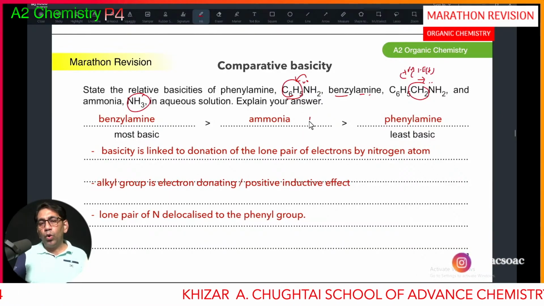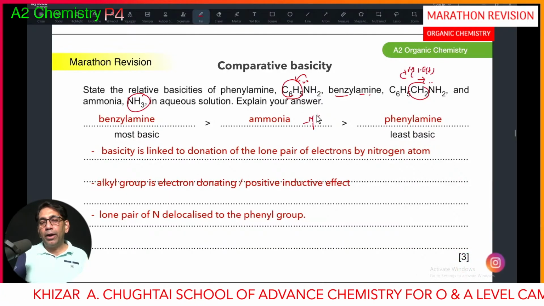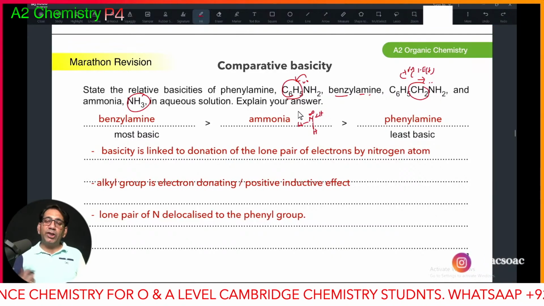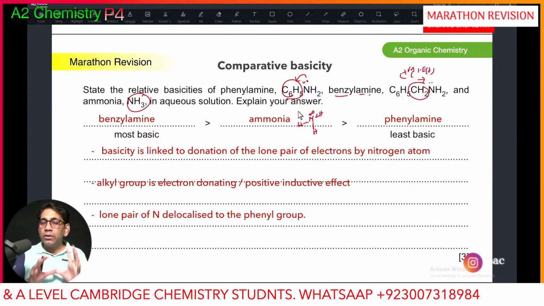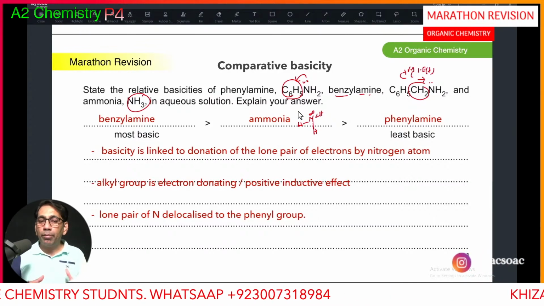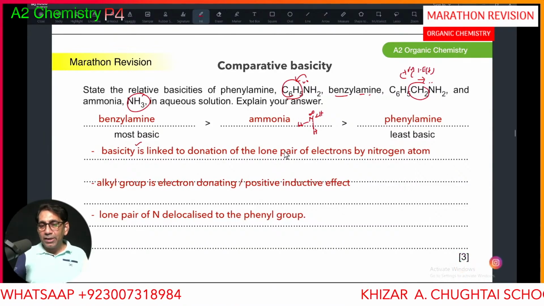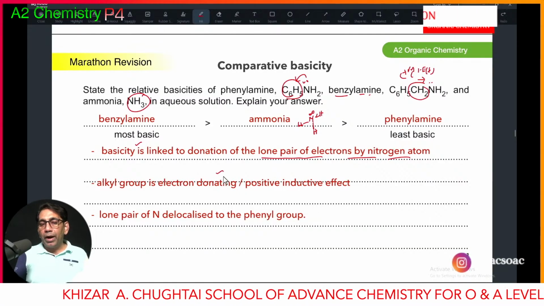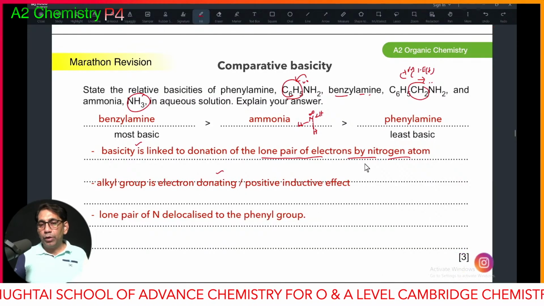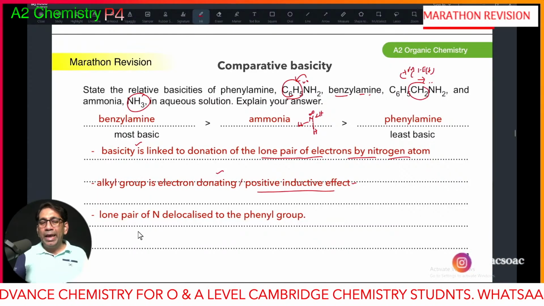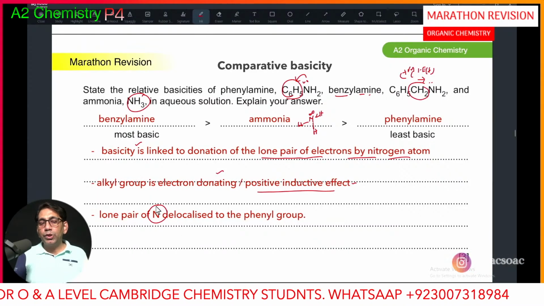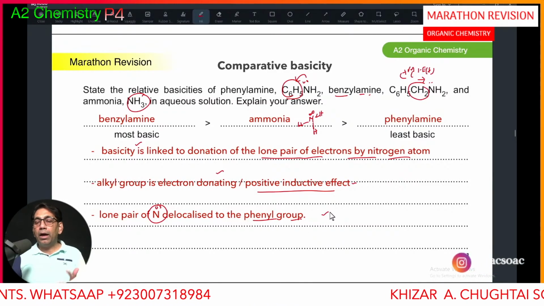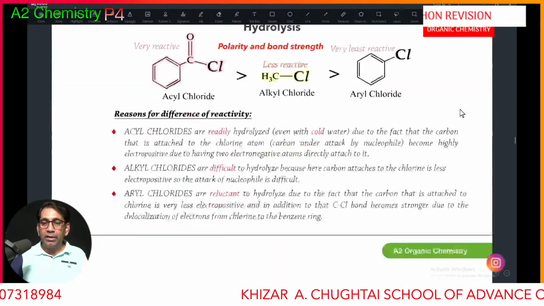There is no incoming electron density towards nitrogen in case of ammonia, and no group is snatching the lone pair of nitrogen. So this is a normal base. Ammonia is a normal base. So basically basicity is linked with the lone pair of electrons of the nitrogen atom. Alkyl groups are donating electrons to the nitrogen atom, showing positive inductive effect as I told you, and the lone pair of N is going to delocalize towards the phenyl or benzene ring, so they are less basic in this case.